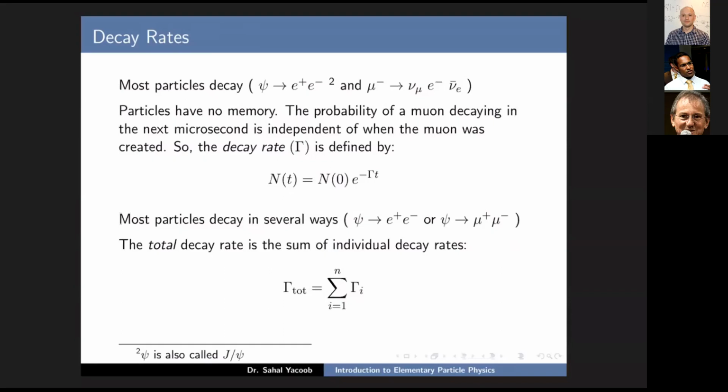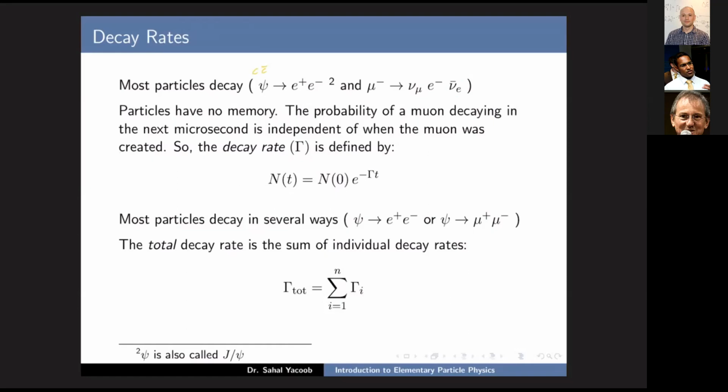Here's an example of two decays. The first one is the J psi, which is a bound state of a charm and an anti-charm quark, decaying to an electron-positron pair. The second one is a muon, decaying into a muon neutrino, an electron, and an electron antineutrino.